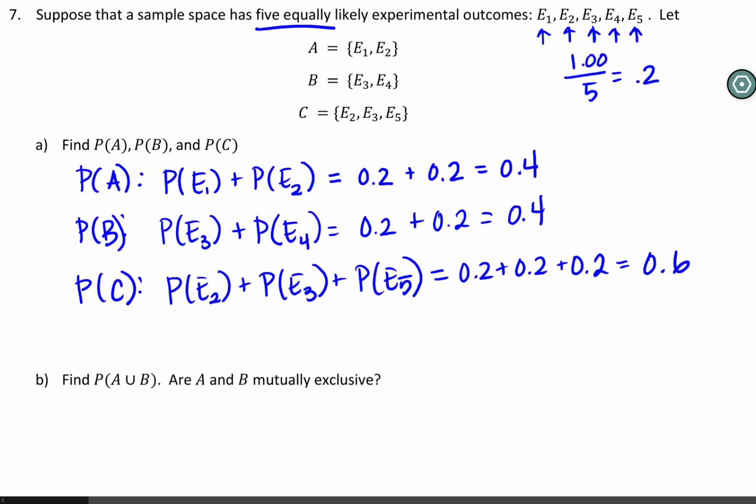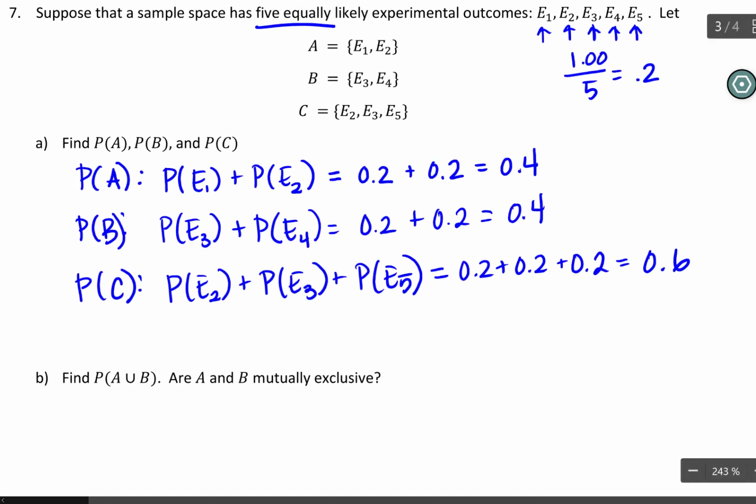Okay. So part B asks us to find the probability of the union of A and B, and then we want to know if A and B are mutually exclusive. So remember, union means that it includes every element in each set. So everything that you see in either A or B has to be represented in the union. So A has outcome 1, outcome 2. B has outcome 3, outcome 4. So our union, A union B, needs to have all 4 of those. Outcome 1, outcome 2, 3, and 4.